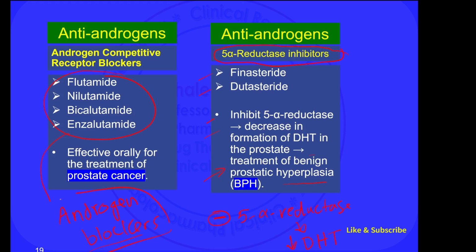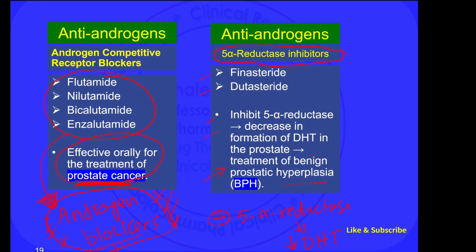Normally we don't use them, because we need androgen to be available in males. But in some cases, like prostate cancer treatment, we need to block the androgen receptors in the male body to prevent the growth of cancer or to treat cancer. So we have flutamide, bicalutamide, and so on, and this group of medication is effective for the treatment of prostate cancer.